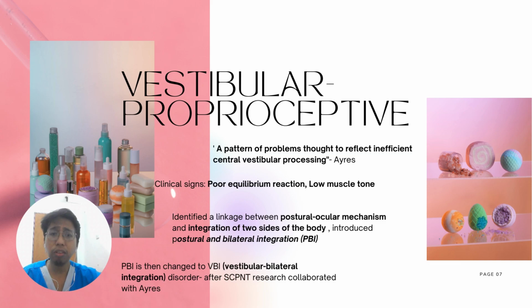Sorry. Vestibular proprioception is a pattern of problems thought to reflect inefficient central vestibular processing. The term central vestibular processing, to make it easier, the brain. So if they have problem to read the vestibular proprioception, how can they even give output yang macam, oh, this is how I'm supposed to balance myself and this is how I'm supposed to move, and etc. Clinical signs untuk vestibular proprioception punya problem is poor equilibrium reaction.